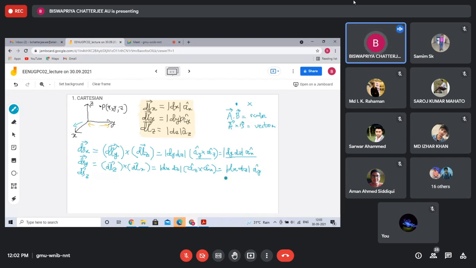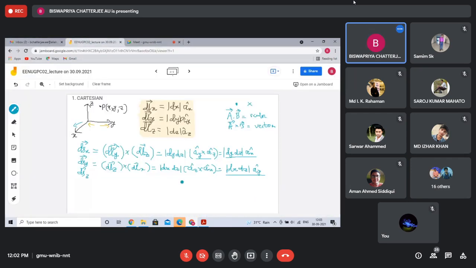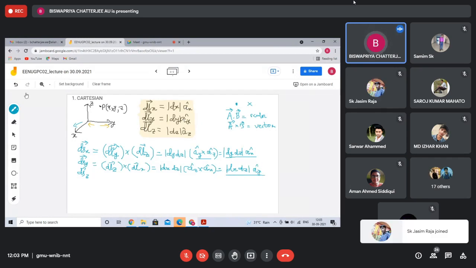So what does this result signify? It signifies that its magnitude is dx dz. You see, x and z are variable here, and it is directed along the positive y direction.